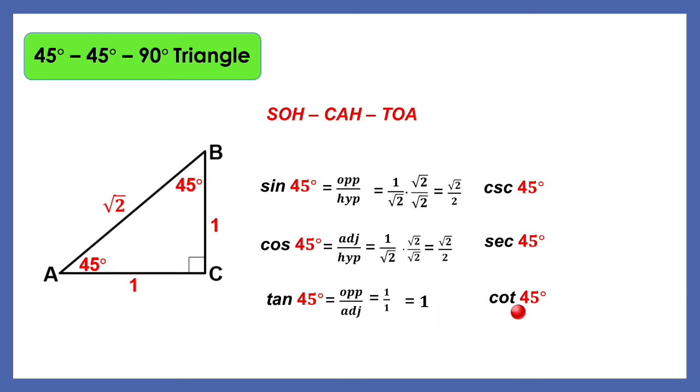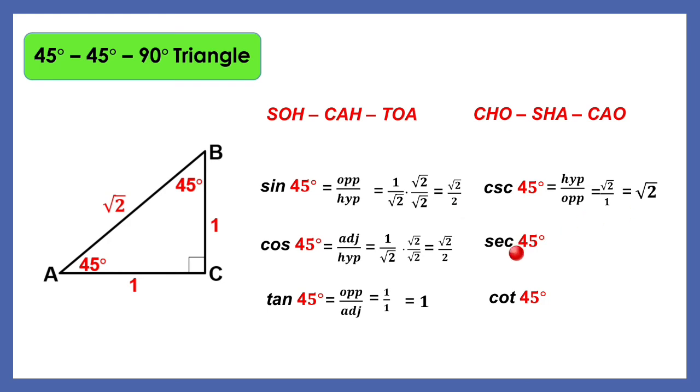For the next three functions, gagamitin natin ang Cho-Sha-Kao. For cosecant 45 degrees, we will use Cho. Cho stands for cosecant 45 degrees equals hypotenuse over opposite. Okay, so this is our reference angle. Hypotenuse measures square root of 2. Opposite side measures 1. Therefore, we have square root of 2 over 1 or equals square root of 2. Pwede naman natin gamitin itong sine 45 degrees. Kunin lang natin yung kanyang reciprocal.